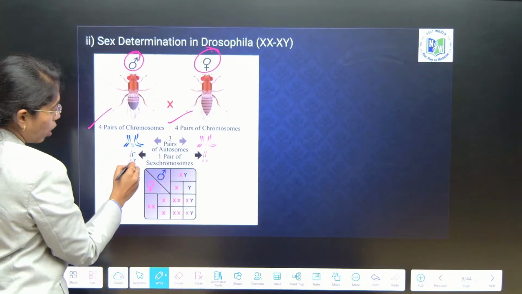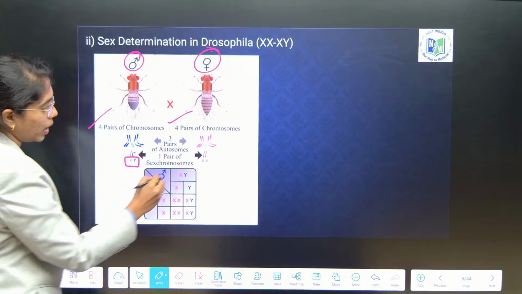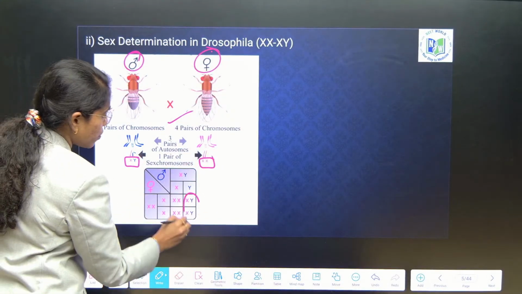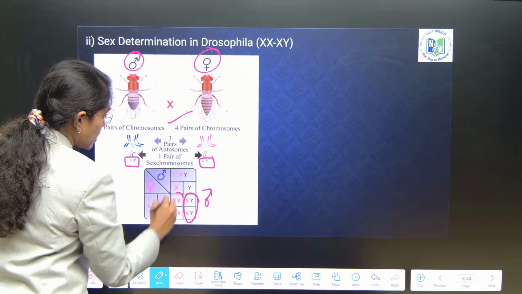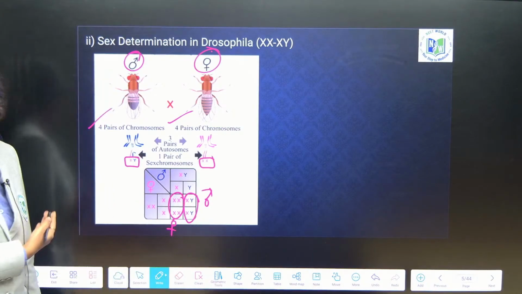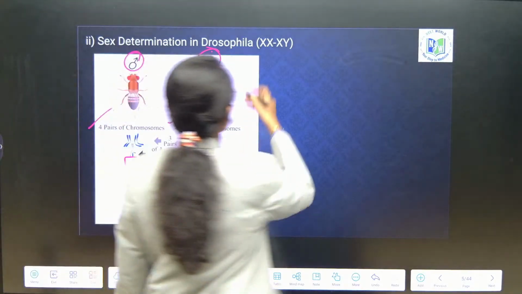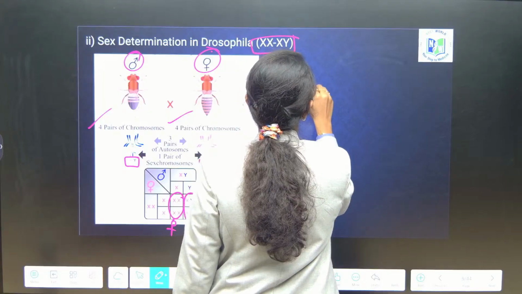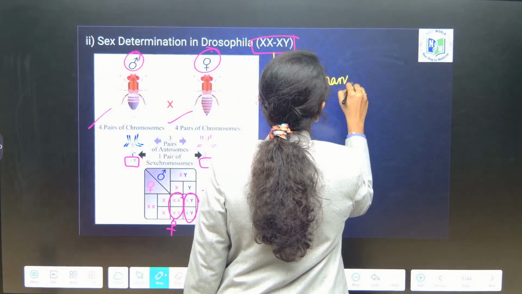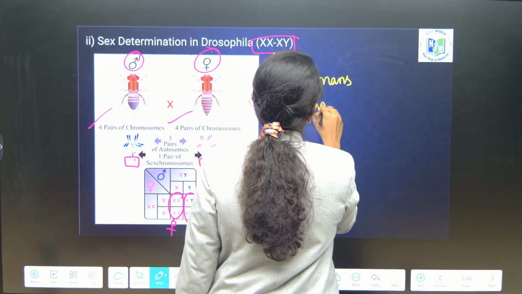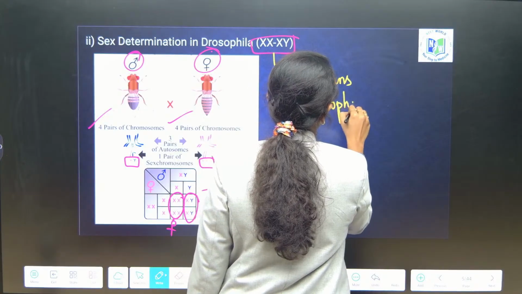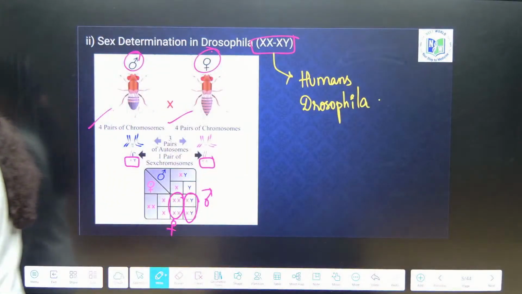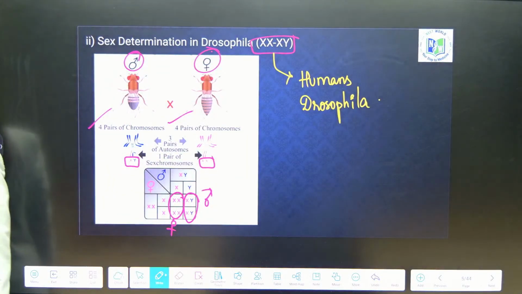But here in the allosomes, one pair you have XY, here you have 2X chromosomes. Based on the combinations, XY will be males, XX will be females, as simple as it is. So, this is XX-XY type of sex determination observed in humans and Drosophila. Humans and Drosophila. Clear?